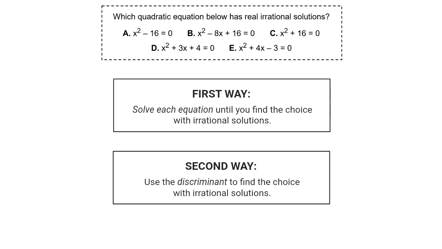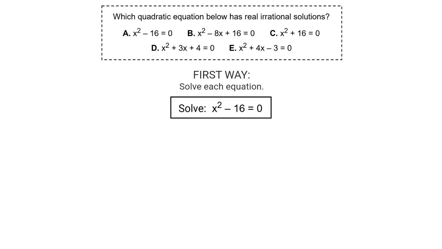To solve this problem, we're going to take two different approaches. The first approach is that we're going to solve each one of these equations until we find the first one that has real irrational solutions. The second approach is that we're going to use the discriminant to quickly cancel answer choices until we find the answer that has real irrational roots. So let's go ahead and solve this first equation. The first way I can solve this equation is using square roots.